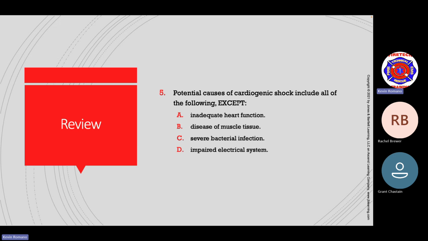Potential causes of cardiogenic shock include all of the following except inadequate heart function, disease of muscle tissue, severe bacterial infection, impaired electrical system. Remember, it's cardiogenic shock. All the following except. What was that again? B. I think it's B. Your bacterial infection is not going to put someone in cardiogenic shock. That'd be your sepsis.